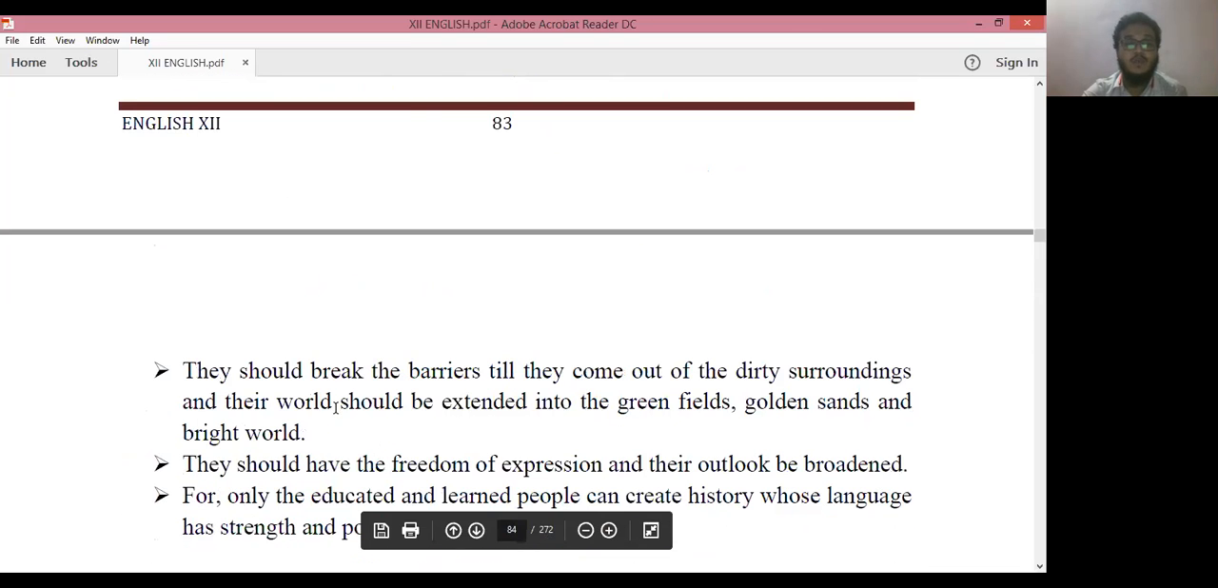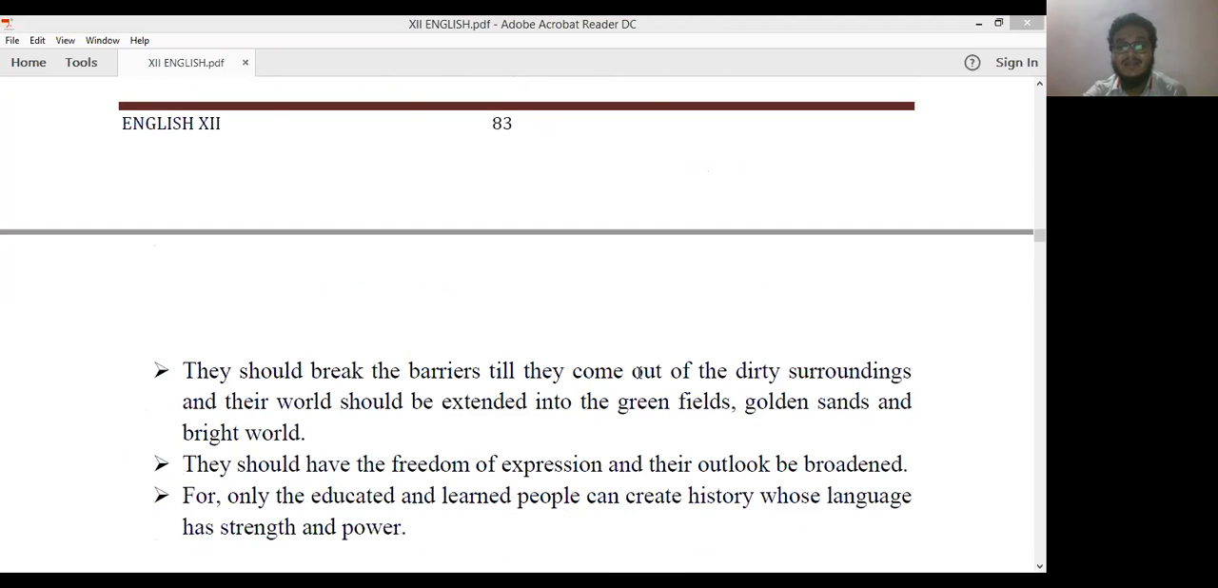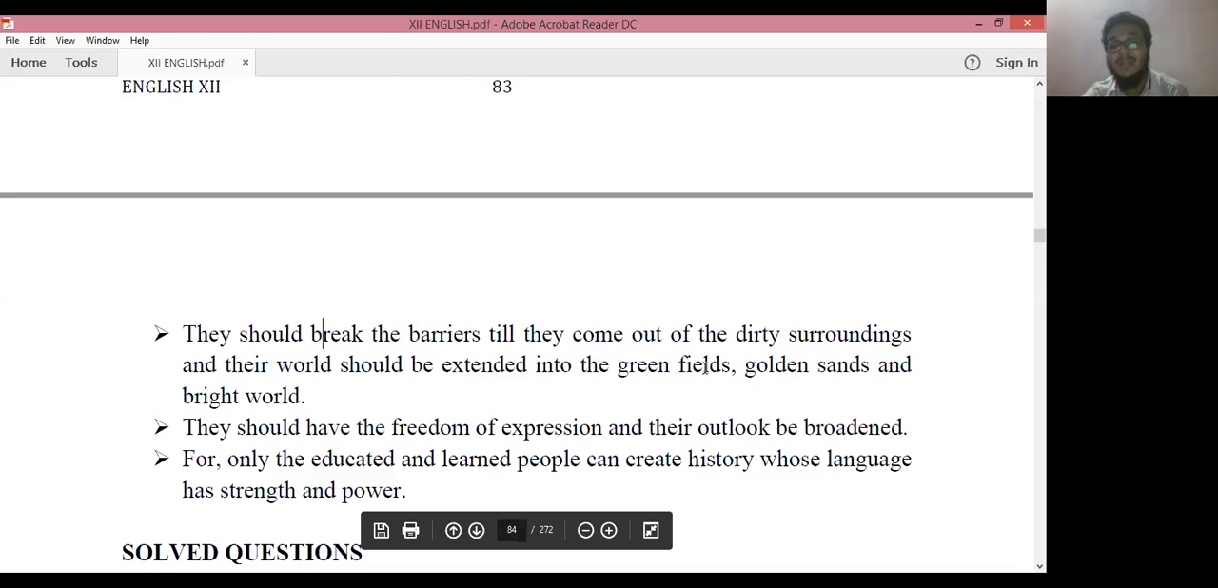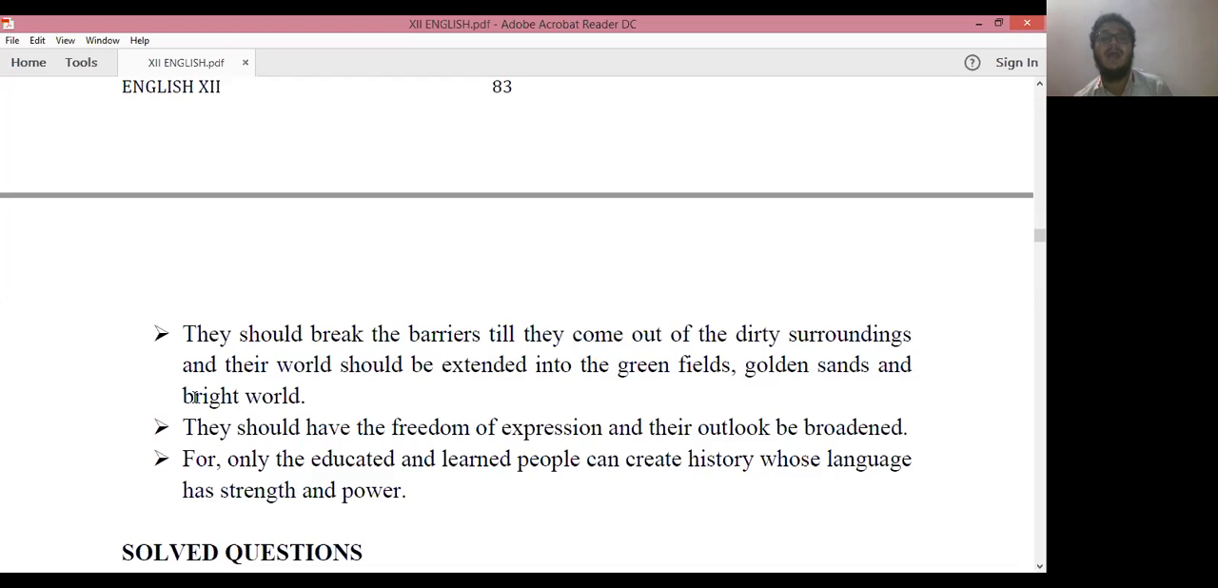Yes, they should break the barriers till they come out of the dirty surroundings. What is the poet talking about? They should break the barriers till they come out of the dirty surroundings, and their world should be extended into the green fields, golden sands, and bright world. So they should be treated equally, so that everyone can go to the park, enjoy the sands, the bright world, the light world. They have a hope of life. They can see a vision of life. So the same vision should be given to these people.